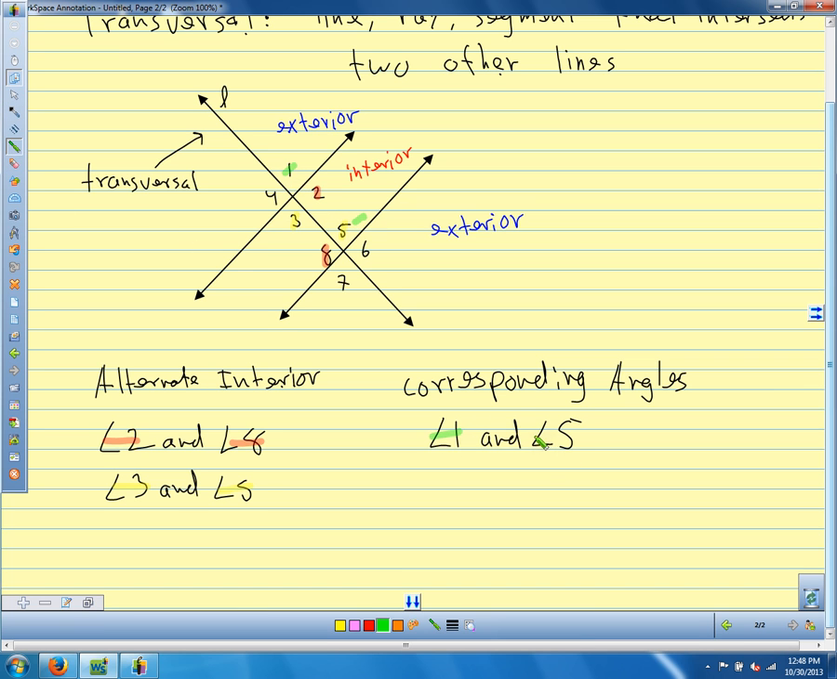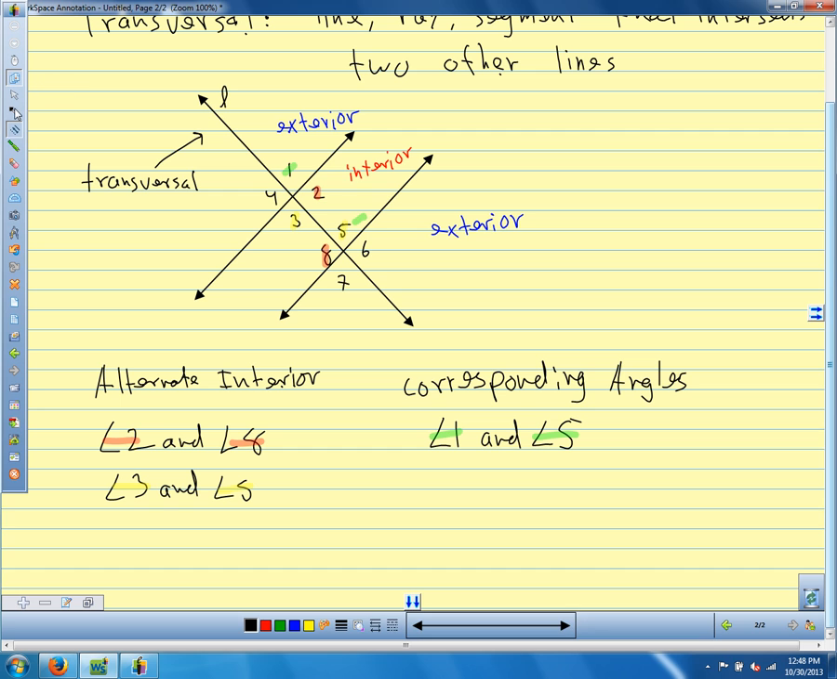So angle 1 and angle 5 are corresponding angles. And there are several other pairs of corresponding angles here as well. Wait, what's the definition of corresponding? They are in the same place, they're on the same side of the transversal and in the same place next to the lines. So angle 1 is on top of the transversal and to the left of the line. Angle 5 is on top of the transversal and to the left of the line. So angle 1 and 5 are corresponding angles.